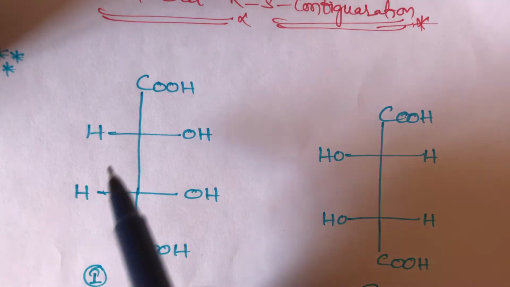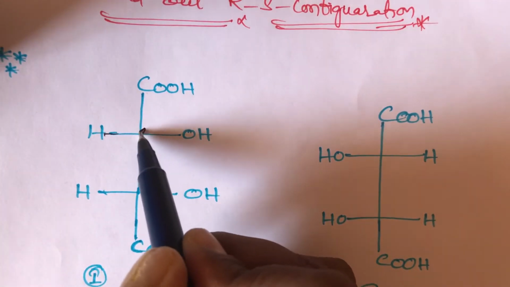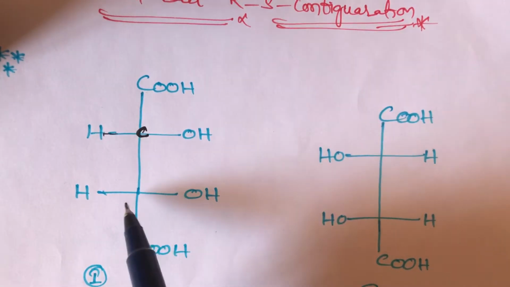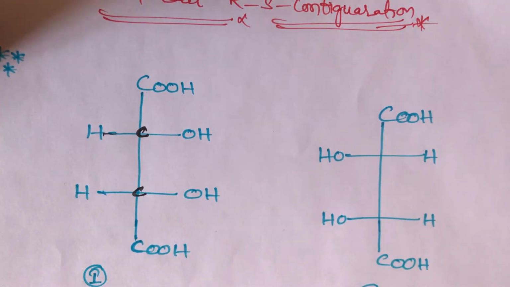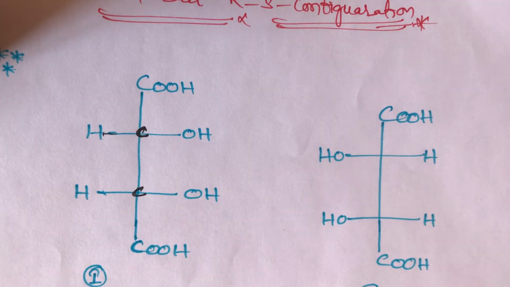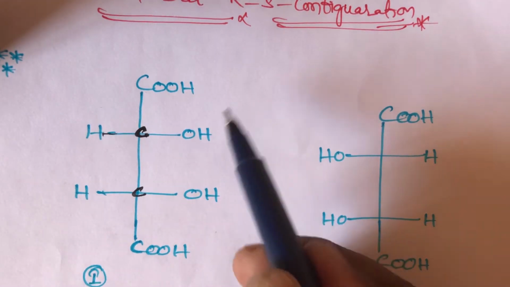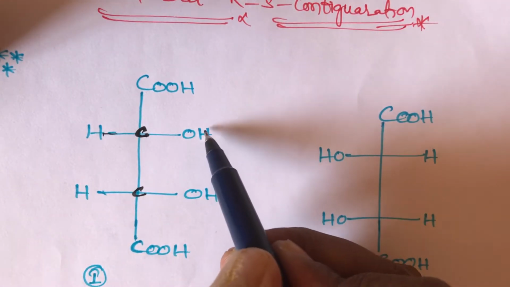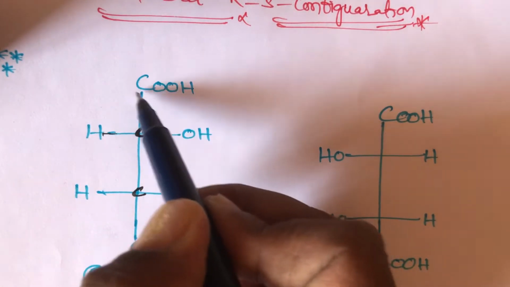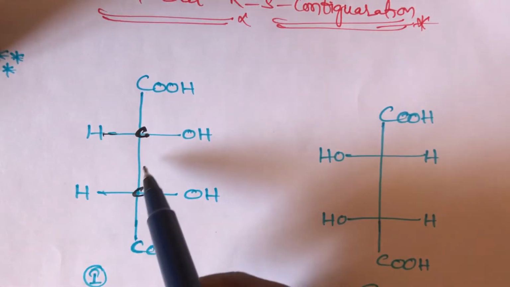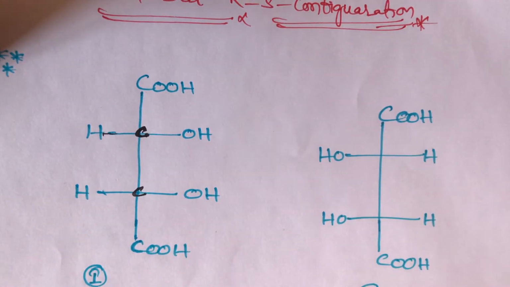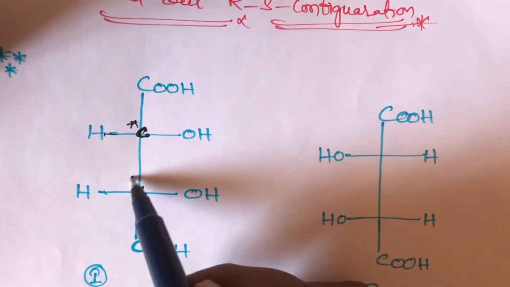Now take the structure here. This compound has two chiral centers. This is one chiral center, and this is also one chiral center. Chiral means a carbon surrounded by four different groups. That compound is called a chiral carbon. This carbon is surrounded by four different groups: one OH group, one carboxylic group, COOH, one hydrogen, and the rest of the chain. So here there are two chiral centers.